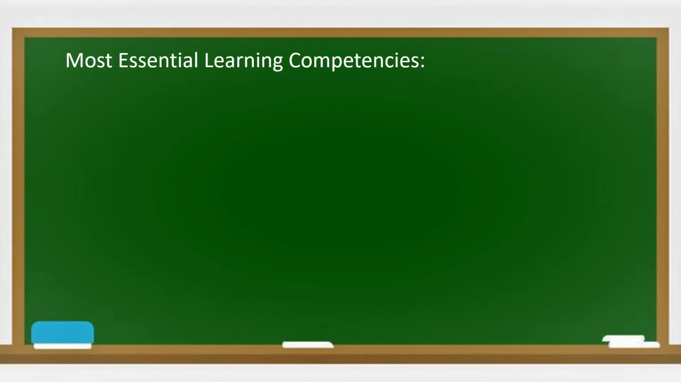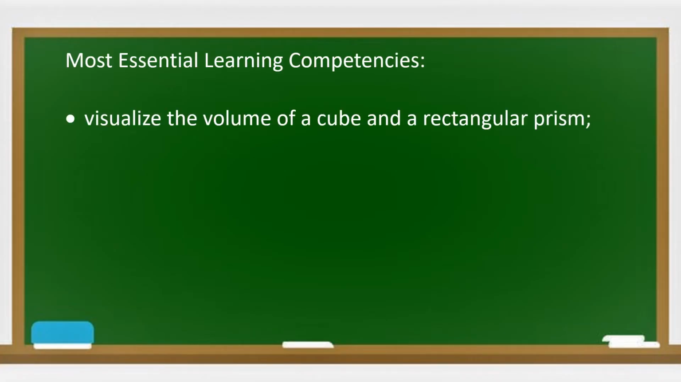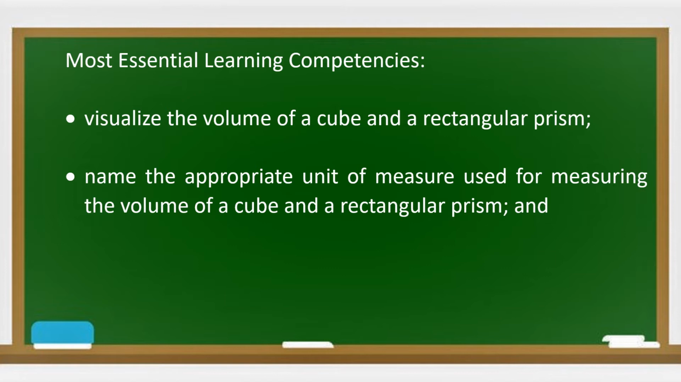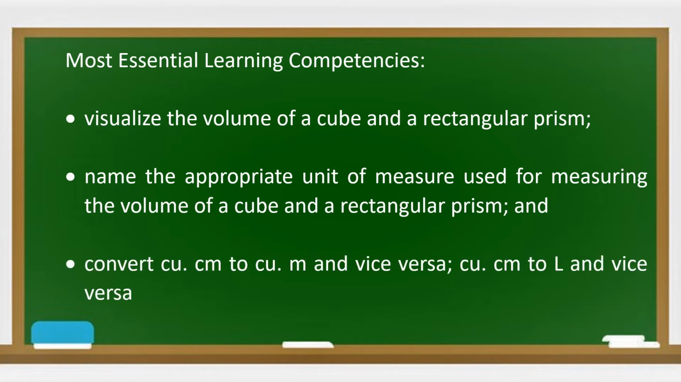You're expected to 1. Visualize the volume of a cube and a rectangular prism. 2. Name the appropriate unit of measure used for measuring the volume of a cube and a rectangular prism. And 3. Convert cubic centimeter to cubic meter and vice versa, cubic centimeter to liter and vice versa.